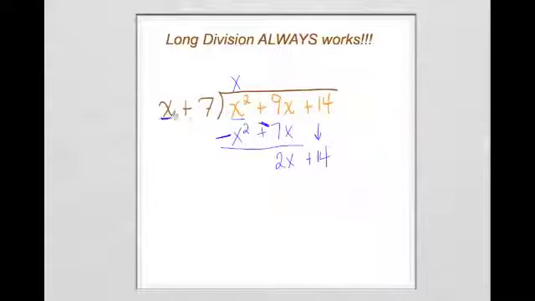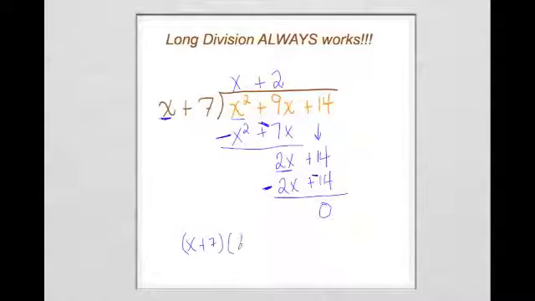So this time, x times 2 gives me 2x. So 2 times x is 2x. 2 times 7 is 14. Again, I subtract the whole thing. Subtract, subtract, and it gives me 0. So I know that x plus 7 times my answer, x plus 2, will give me x squared plus 9x plus 14. Okay, that was my answer.